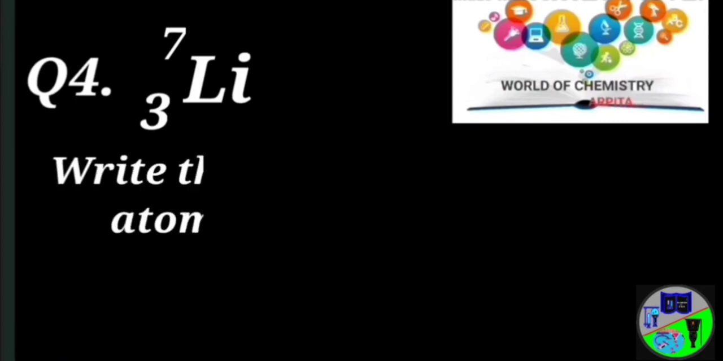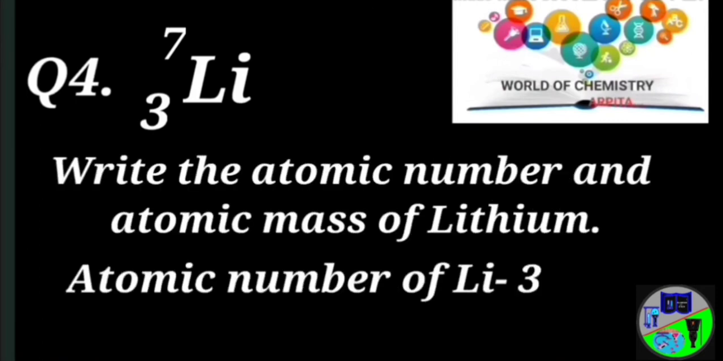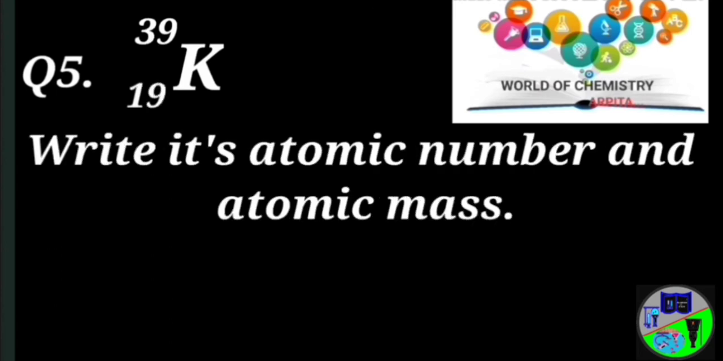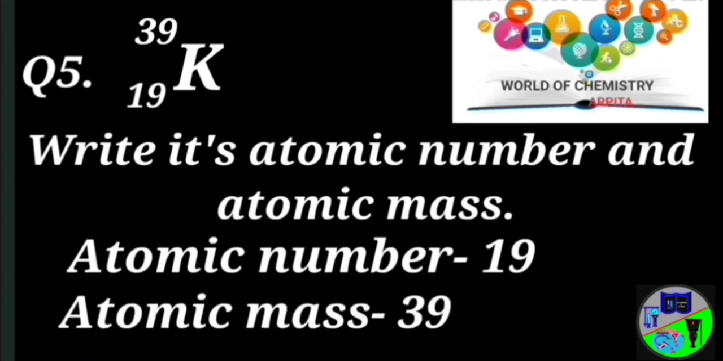Next question. Lithium-7, with 7 as the mass number and 3 as the atomic number. Write the atomic number and atomic mass. Atomic number is 3, atomic mass is 7. Potassium-39, with atomic number 19. Its atomic number is 19 and atomic mass is 39.